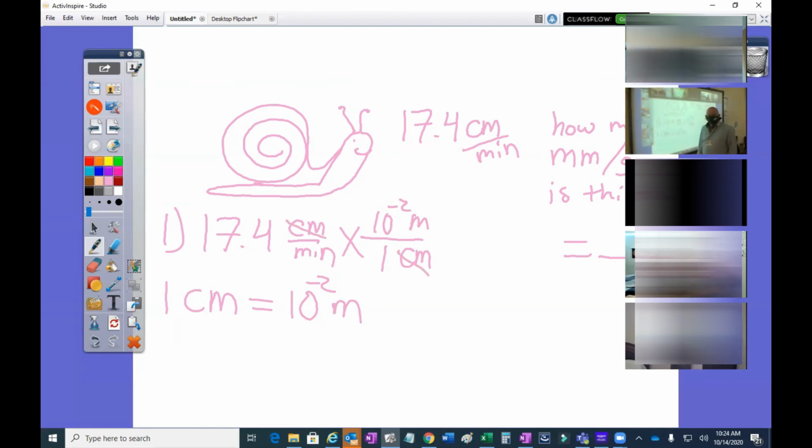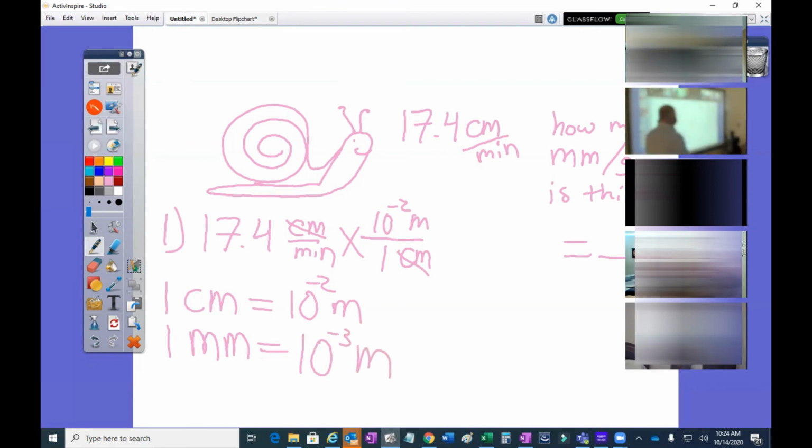In my answer, the numerator is not meters, it's millimeters. So again, ignore the denominator, and let's just focus on distance. What do I know about millimeters? 1 millimeter is 10 to the minus 3 meters. So I'm going to continue multiplying or building my bridge. I got to get rid of meters, so I put it on the bottom. 10 to the minus 3 goes in front of that.